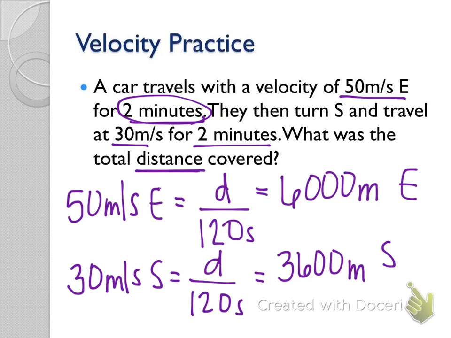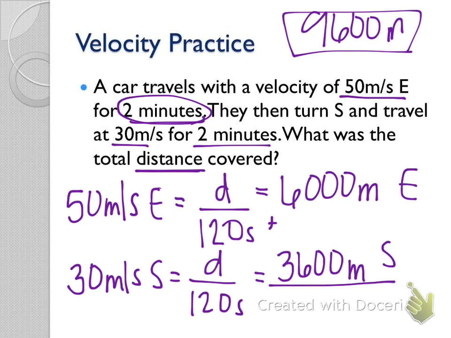So now we've determined our total displacement east. We've determined our total displacement south. To find our distance, all we do is add those two together. Okay? So that means our total distance covered was 9,600 meters. And we don't need a direction because it's just distance. Distance only. 9,600 meters. Okay, any questions?